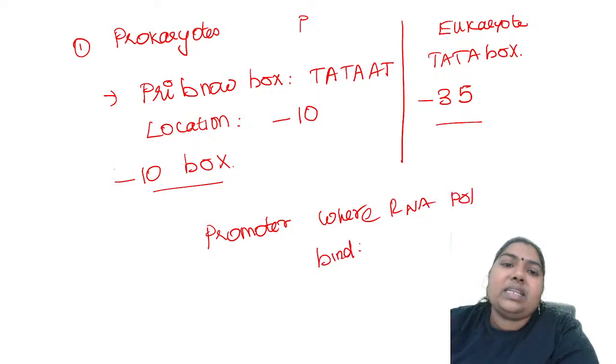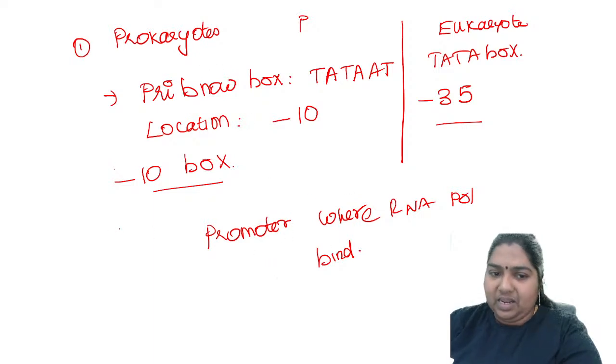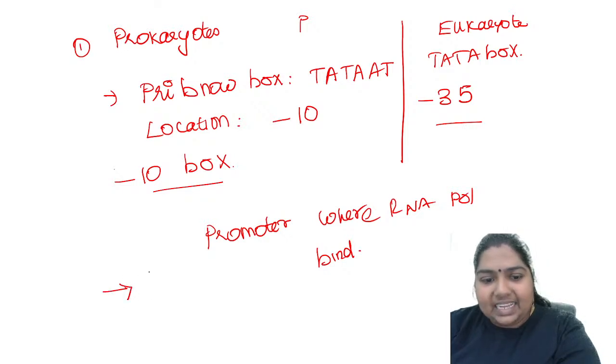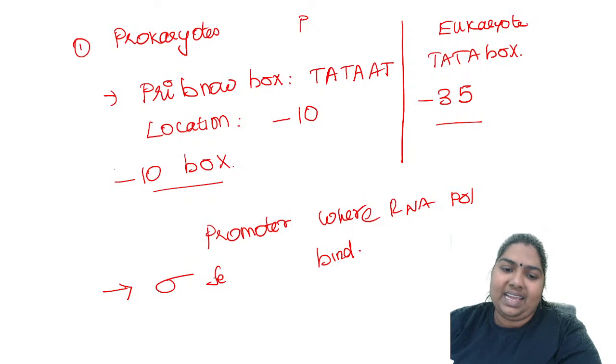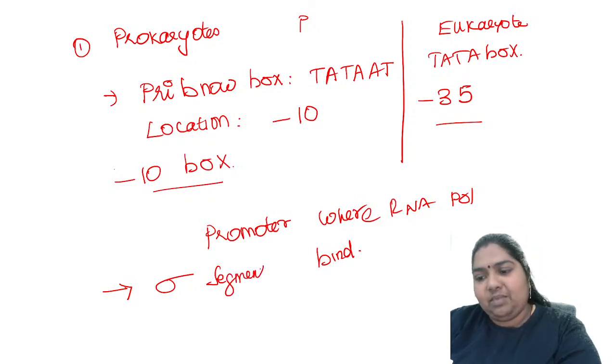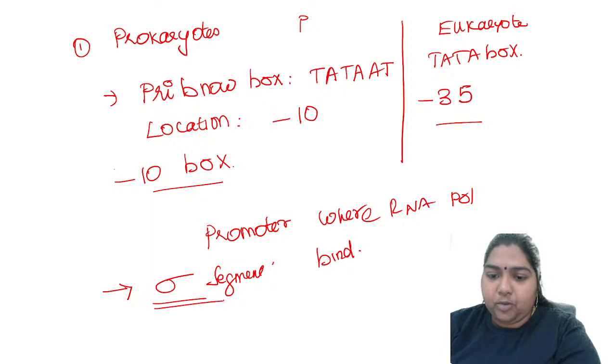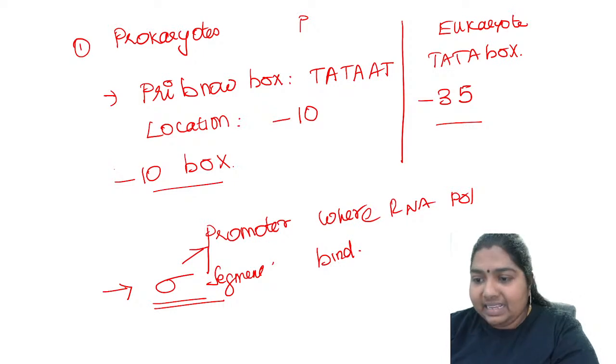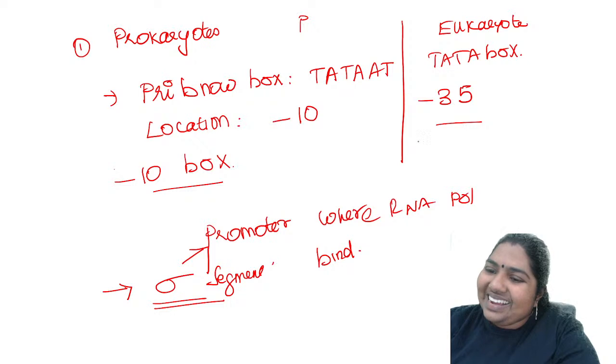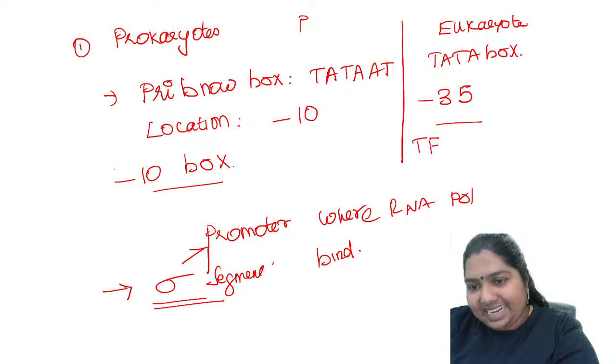Okay, right. So in case of prokaryotes, which region of the RNA polymerase will bind? It is going to be the sigma region. Yes, the sigma segment or the sigma fragment, whatever you call it, it is the subunit that is going to bind to the promoter because it has all the specificity. Which is having the specificity? Your sigma factor. Only your sigma factor has the specificity, so that is only going to bind with the promoter. In case of eukaryotes, you have the transcription factors.